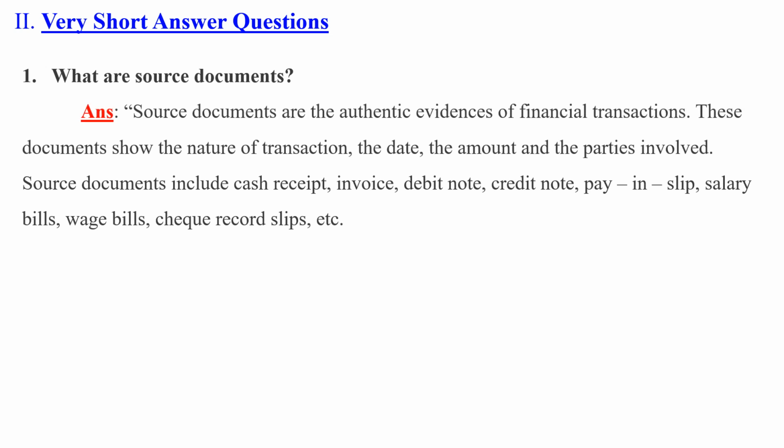As we have learned today, source documents are the authentic evidences of financial transaction. These documents show the nature of transactions, the date, the amount, and the parties involved. Source documents include cash receipt, invoice, debit note, credit note, pay-in slip, salary, bill, wage bill, check, record slips, etc.